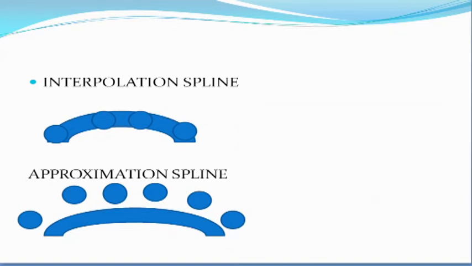That means here is the control point, with four control points in this given arc. And when the curve passes through the control points, this type of smooth curve is known as an interpolation spline.